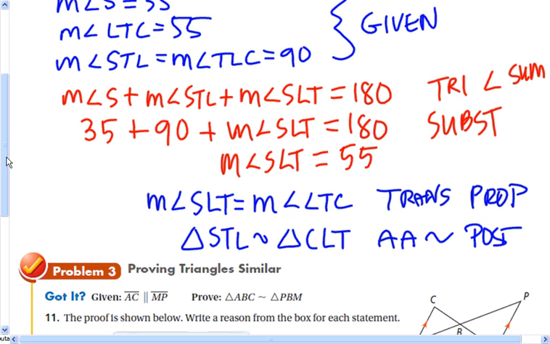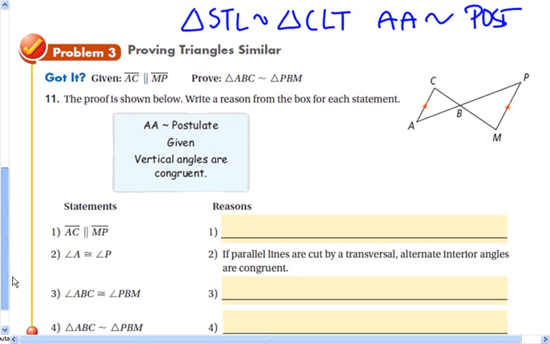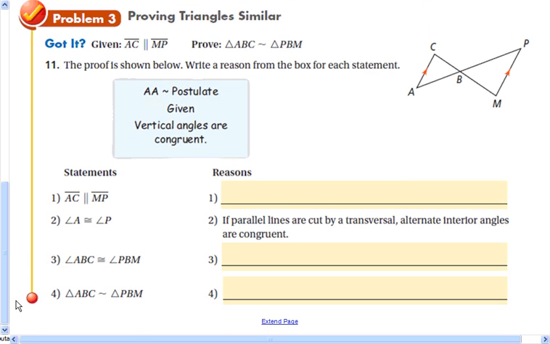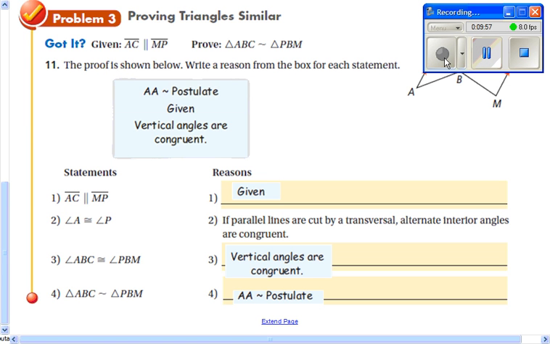All right, so I'll let you try it. Just fill in the blanks there. Check back for your answer. You should have something like that.